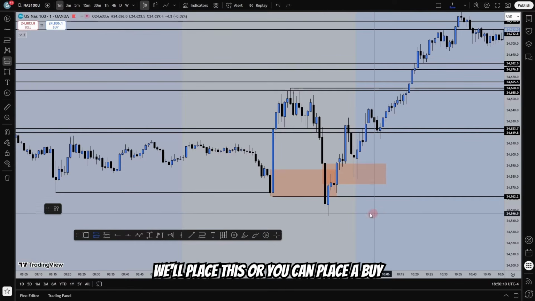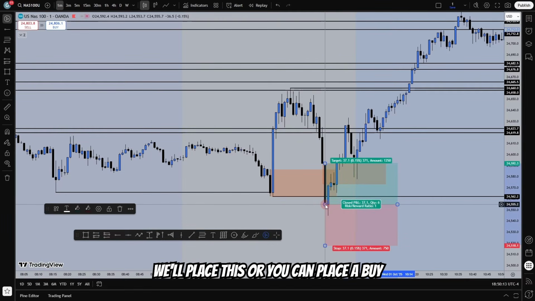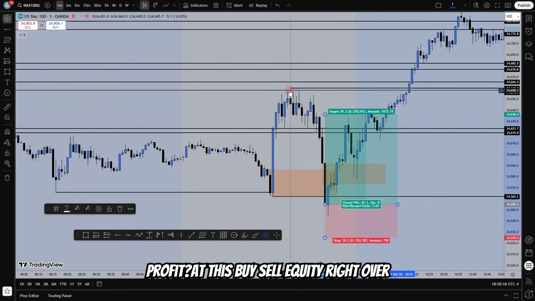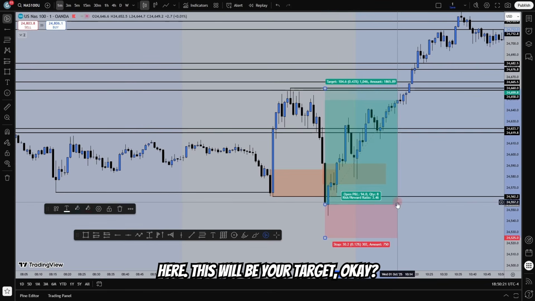So what we'll do, either you can place a buy limit right over here and a stop loss like this, and where will be your take profit? At this buy side liquidity right over here. This will be your target.